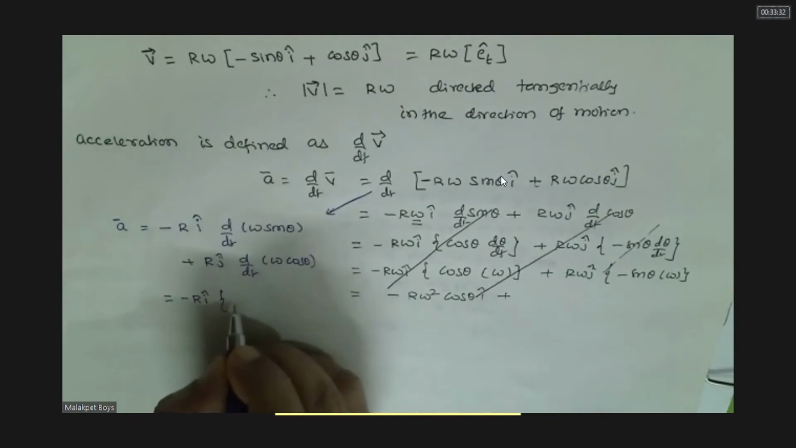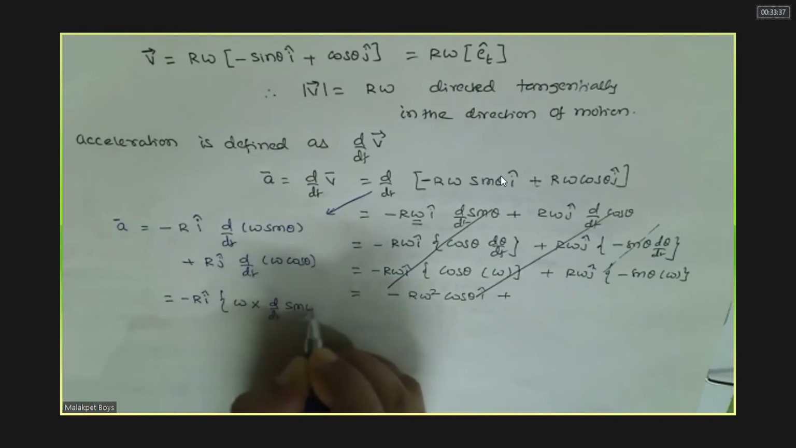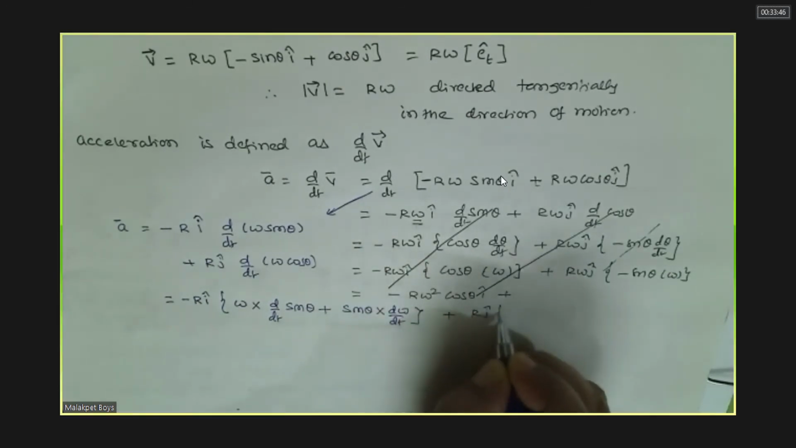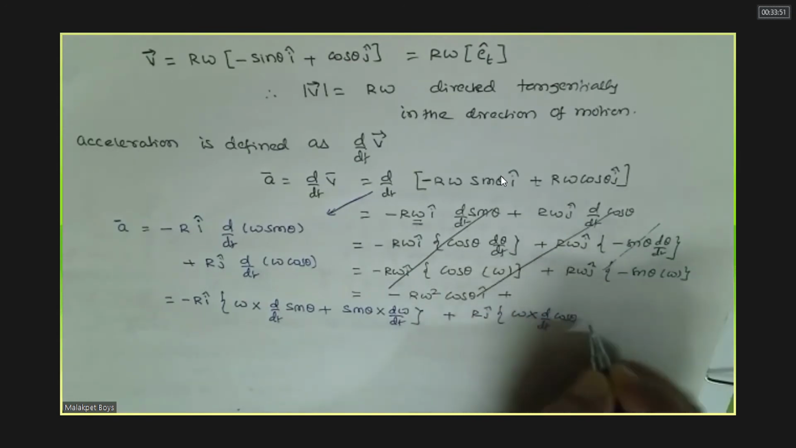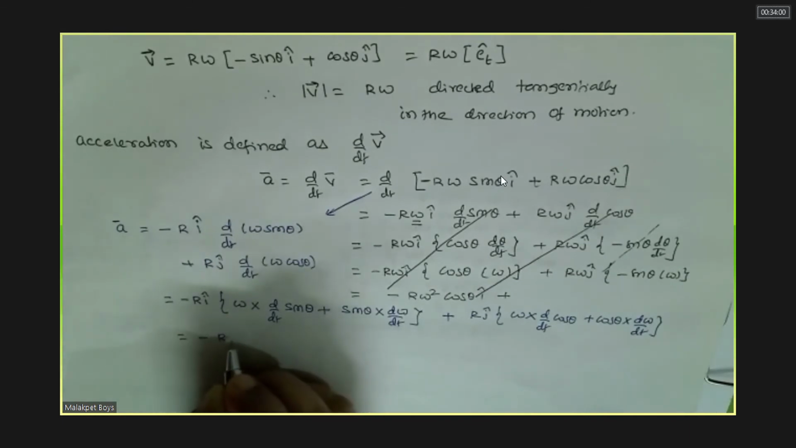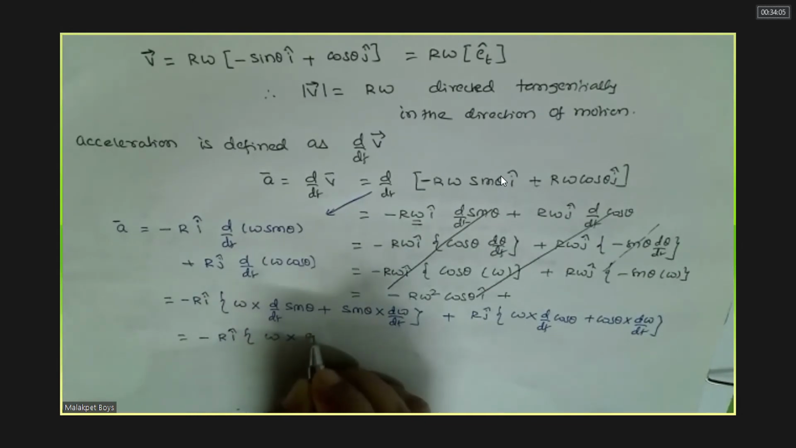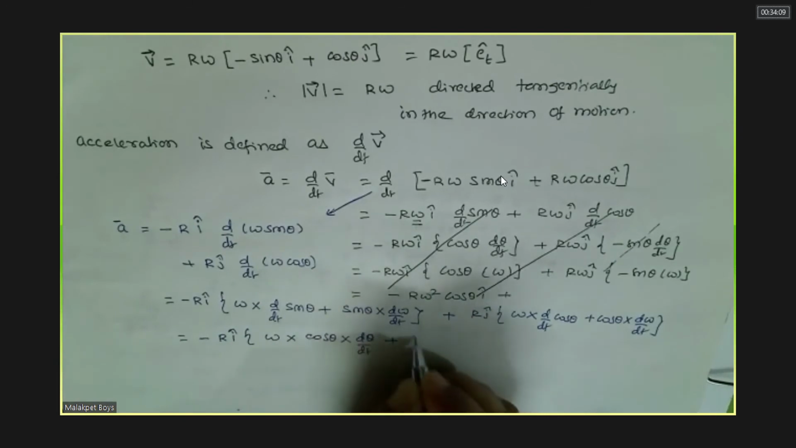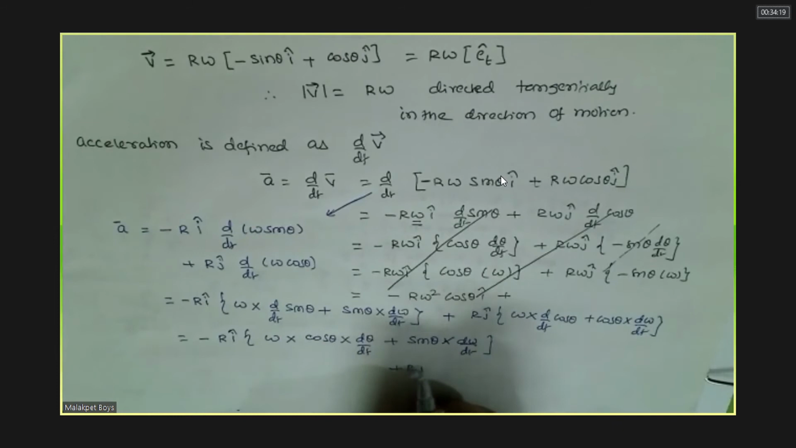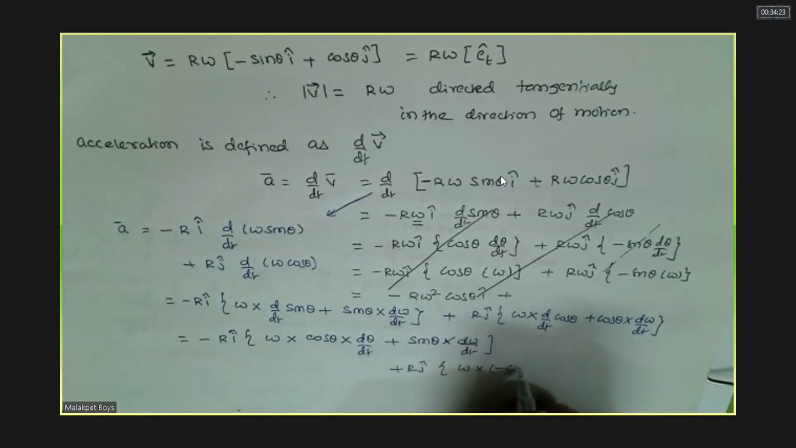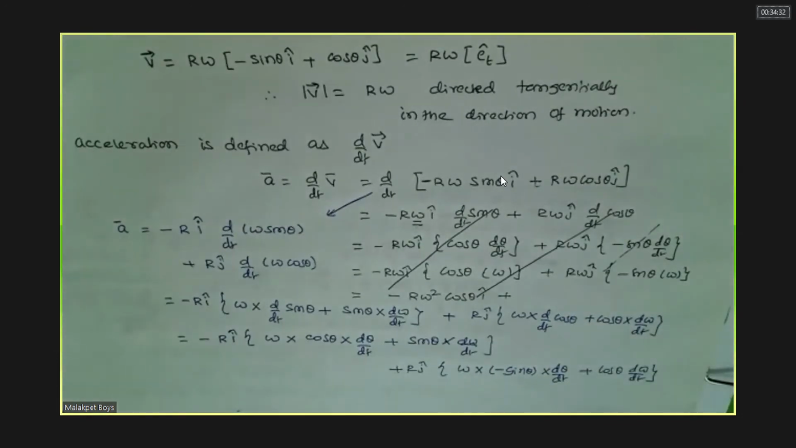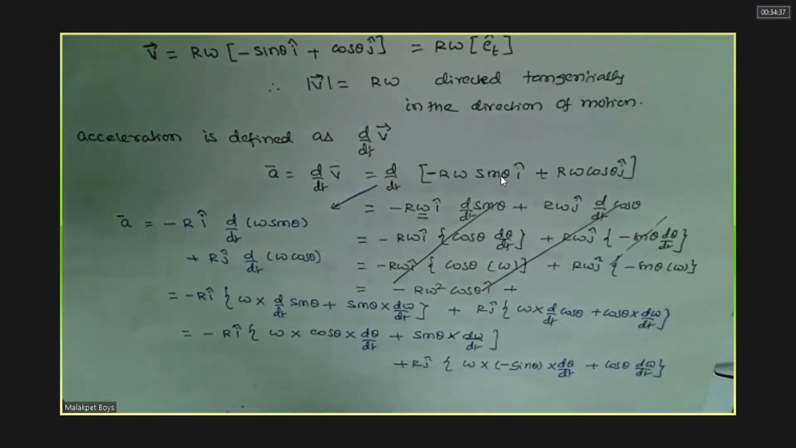See, this is UV, no? Two functions are there. First function into derivative of second function, plus second function into derivative of first function. Again, this is R j, same way. So this gives you minus R i cap omega into cos theta into d theta by dt plus sine theta into d omega by dt. Agreed? Plus R j omega into minus sine theta into d theta by dt plus cos theta into d omega by dt. Till here, any doubt? UV method I just used.